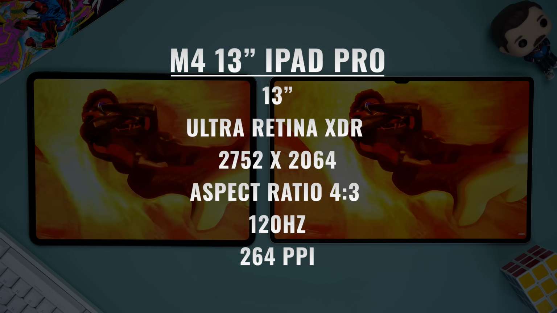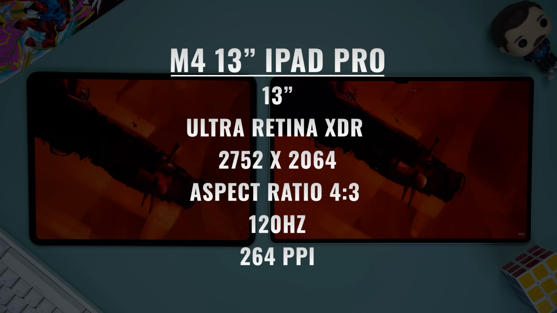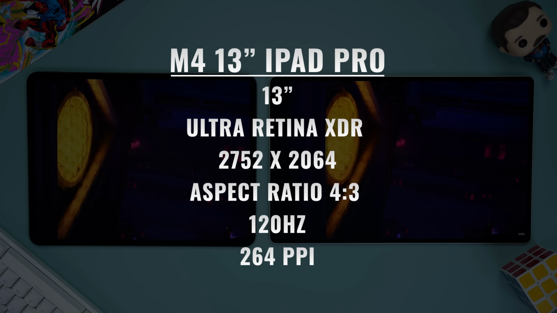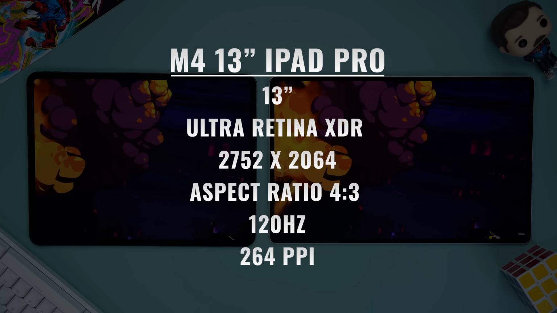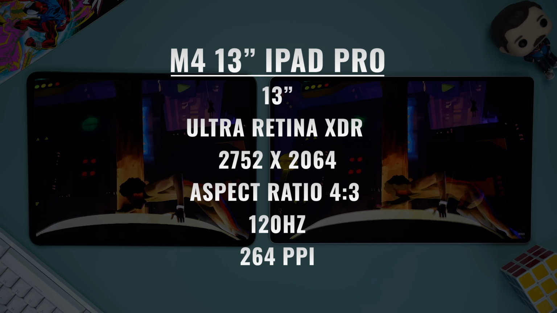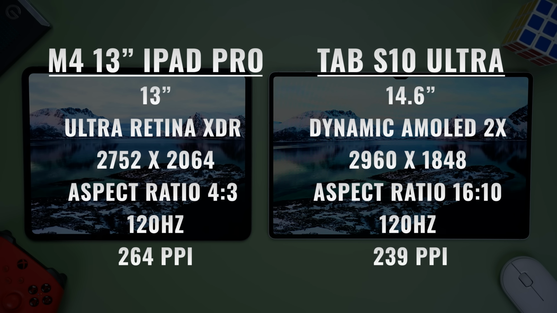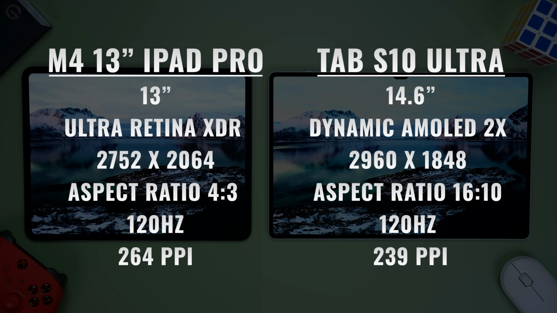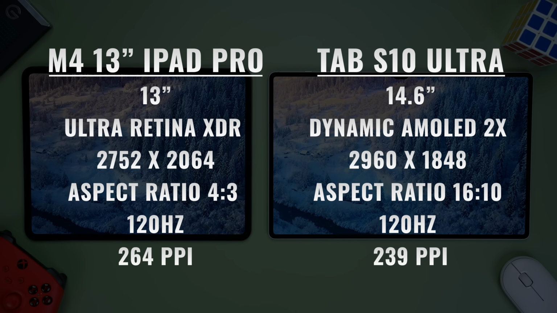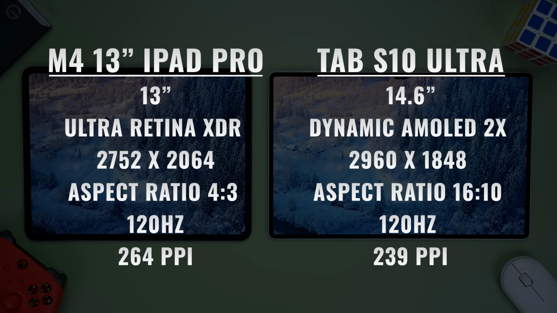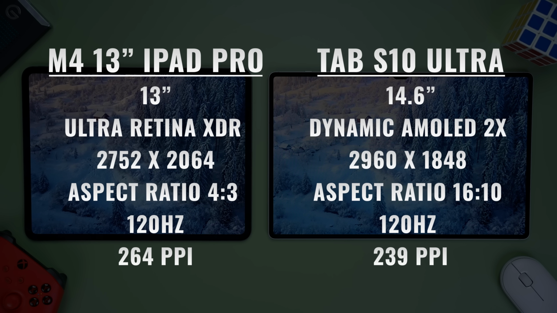Now, quickly looking at the specs, the iPad Pro has a 13-inch Ultra Retina XDR display with a resolution of 2752 by 2064, an aspect ratio of 4:3, 120Hz adaptive refresh rate, and a pixel density of 264 pixels per inch. The Tab S10 Ultra has a larger 14.6-inch dynamic AMOLED 2X display with a resolution of 2960 by 1848, a 16:10 aspect ratio, 120Hz adaptive refresh rate, and 239 pixels per inch.